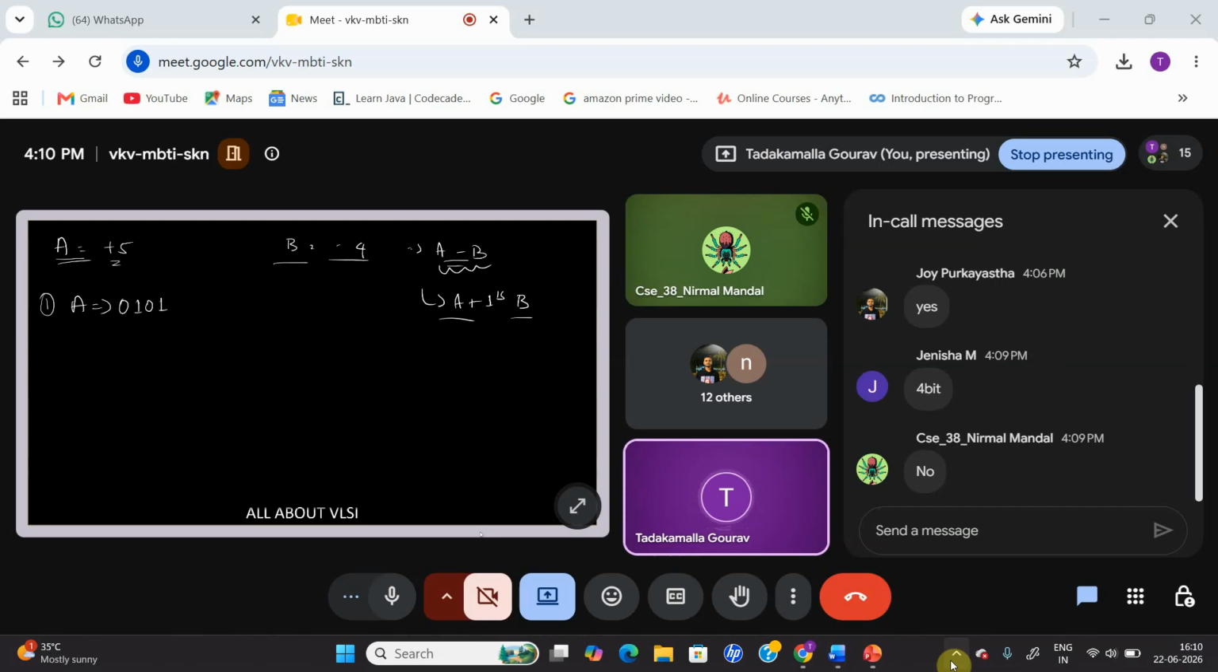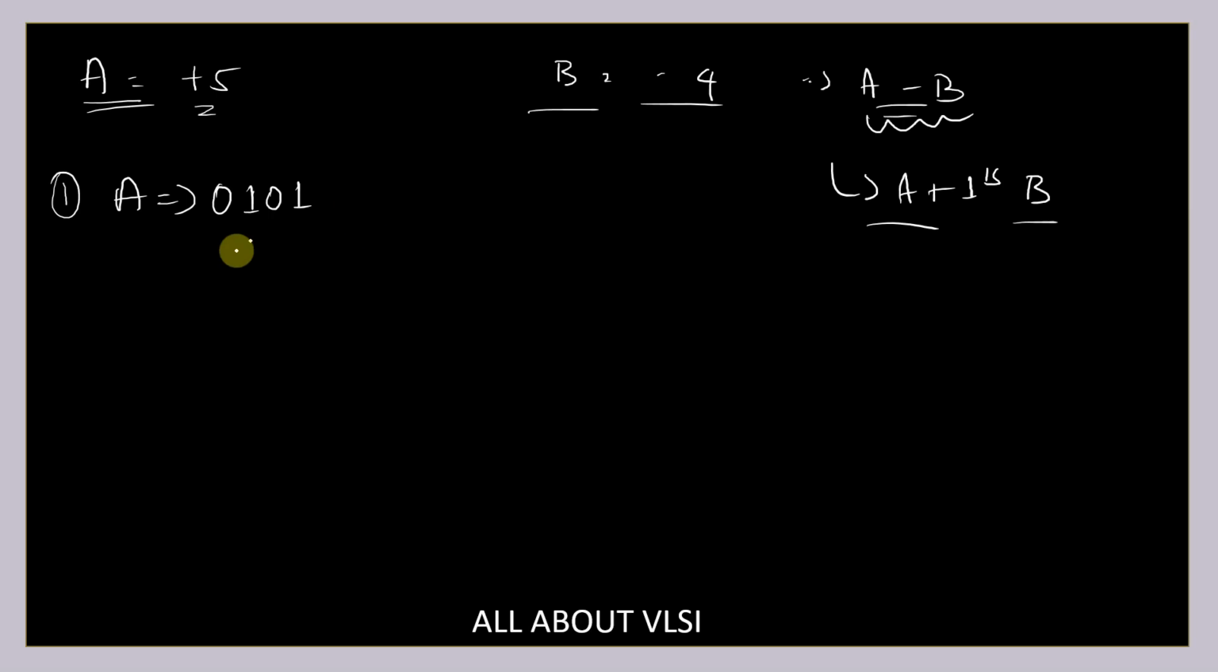No, we cannot. Okay, in our previous sessions we have seen, right? We need at least 4 bits for representing plus 5 in one's complement format. So that's the reason I'm going to take 4 bits. And B is minus 4. If I want to represent plus 4, I also take 4 bits, so it is 0, 1, 0, 0. And minus 4 in one's complement is 1, 0, 1, 1.